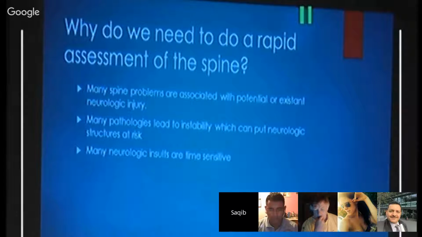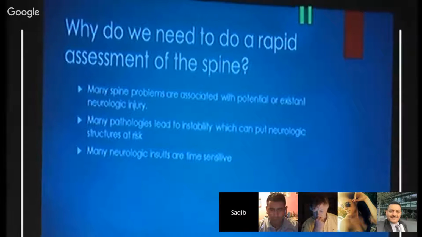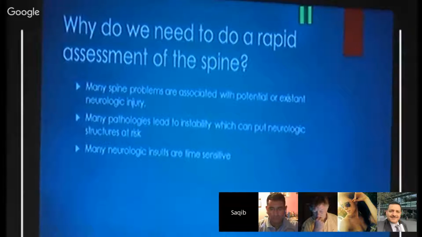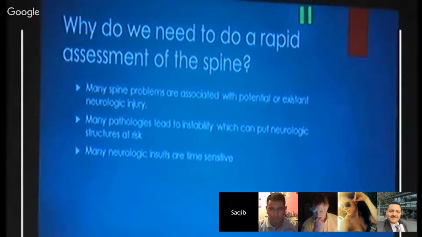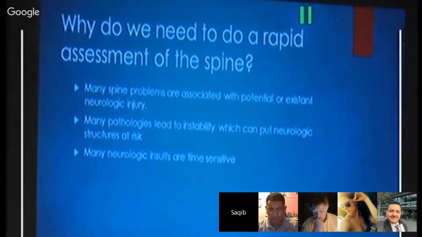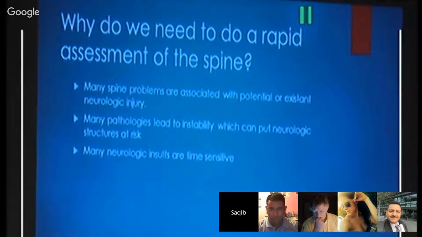And also, many of the neurologic insults that we see are time sensitive. We have a limited amount of time. And the classic example here is the partial spinal cord injury in the trauma setting. These are patients that you want to get treated as soon as possible.